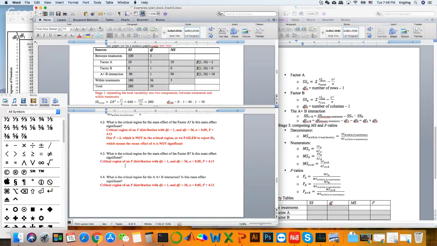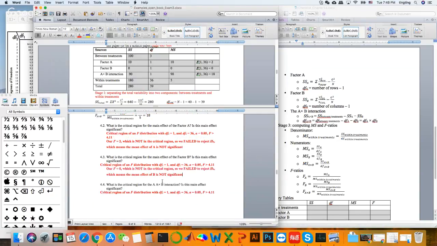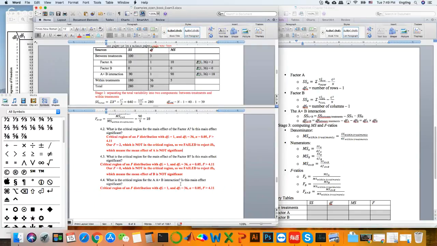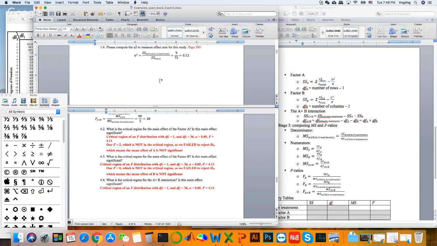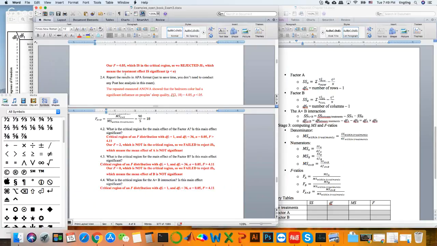And a similar thing here for the factor B. So we fail to reject. Here, I got it. This number is 18, right? So 18 for sure is greater than 4.11.